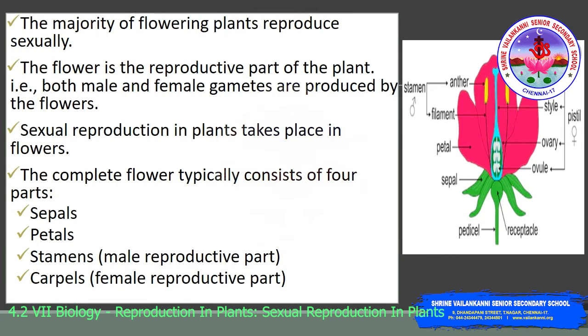The complete flower typically consists of four parts, which are the sepals, the petals, the stamens, which is the male reproductive part, and the carpel, which is the female reproductive part. A flower which consists of all these four parts is called a complete flower, while a flower which lacks one of these four parts is called an incomplete flower.